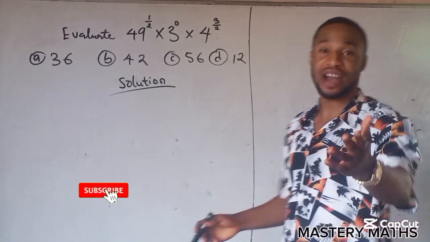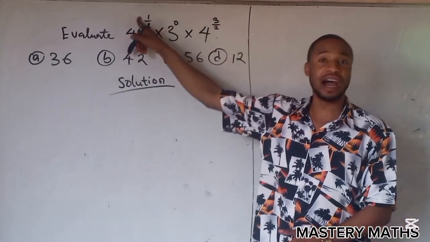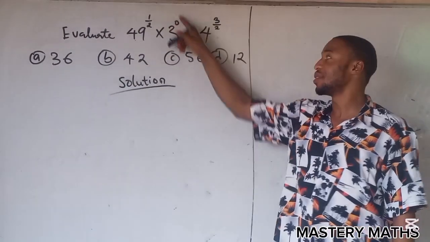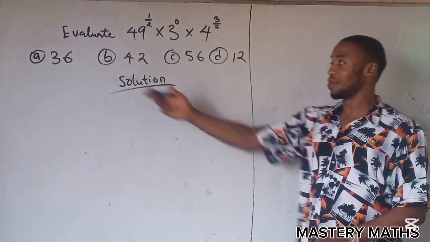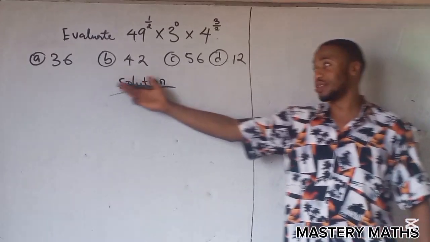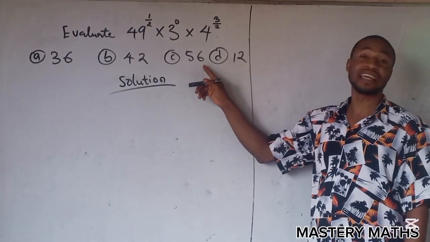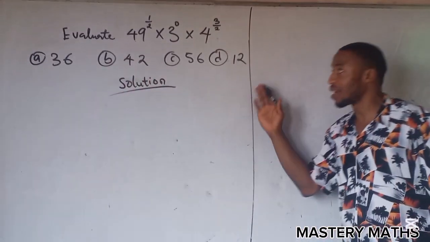On the board, you have: evaluate 49 raised to the power of half, or 1 over 2, times 3 raised to the power of 0, times 4 raised to the power of 3 over 2. Now, options are being given to us on the board. Which of these options has the answer that matches the question? Which of these options are correct?